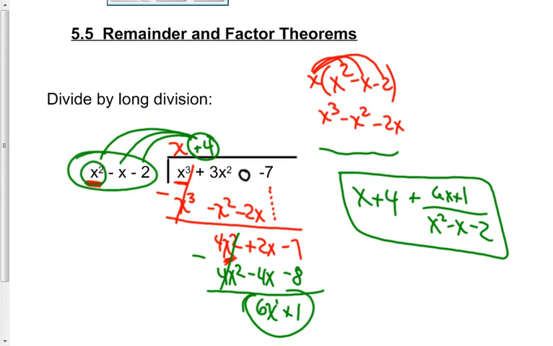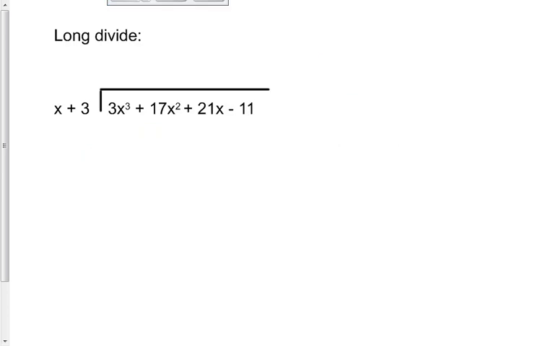All right, we got to try that one more time. Let's try this one. X plus 3 is being divided into 3x to the third plus 17x squared plus 21x minus 11. So if you think you can go ahead and get this one started, you can hit pause. If not, let's just follow along right here. X times what gives us 3x to the third? 3x squared. Now I'm going to do a distribution. 3x squared times x is 3x to the third. 3x squared times 3 is 9x squared.